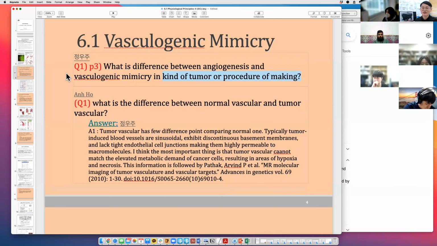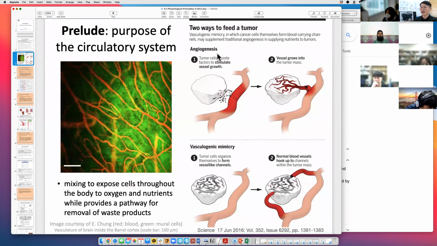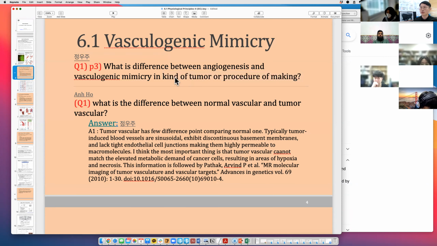This is a very valid and very important question, in fact. Why do we care about angiogenesis and vasculogenic mimicry? Why do we care to distinguish between these? And Wuzhu is asking about what kind of tumor. Honestly, I do not know specifically which kind of tumor prefers to have these. This is an excellent question in terms of research quality, and I think that's interesting. Anho also found out some.